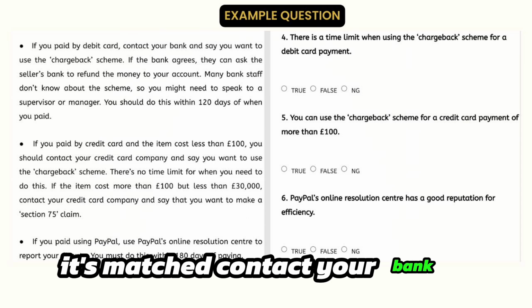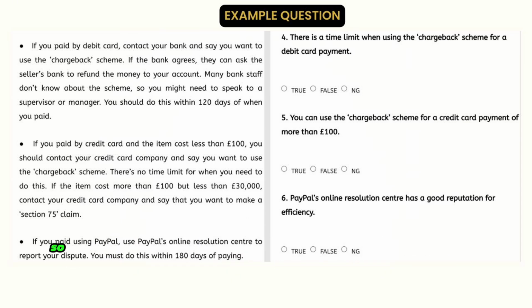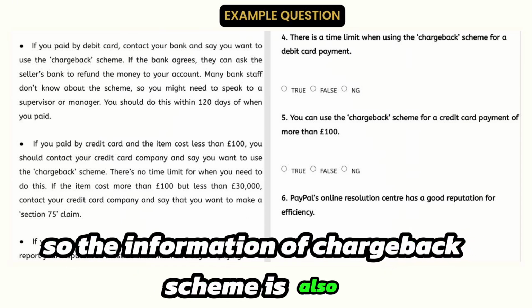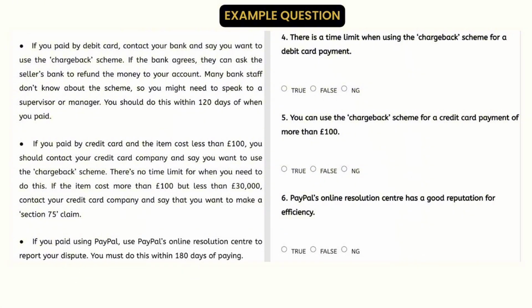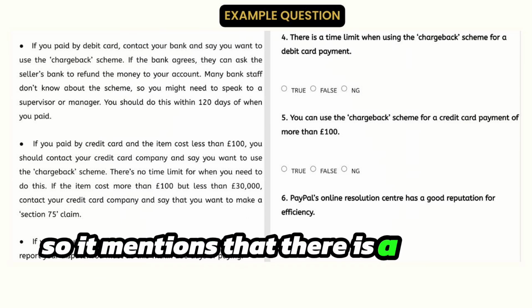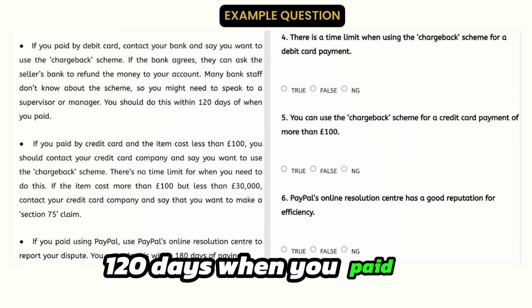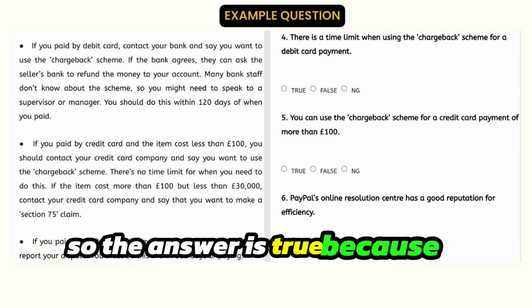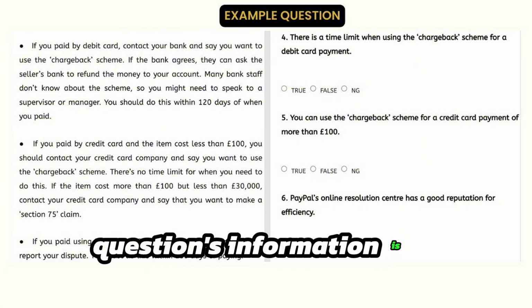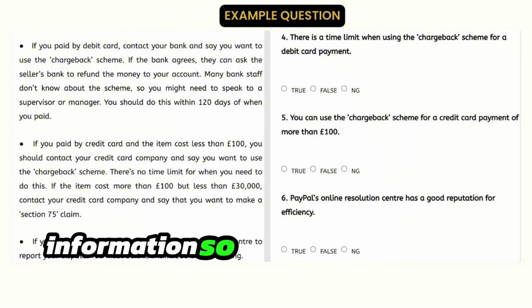Contact your bank and say if you want the chargeback scheme. So the information on the chargeback scheme is also matched with the question statement and the paragraph statement. And if the bank agrees, they can ask the seller's bank to refund the amount. Many bank staff don't know about the scheme, so you might need to speak to a supervisor or manager. You should do this within 120 days of when you paid. So it mentions that there is a time limit of 120 days. The question is demanding the same. So the answer is true because the question's information is matching with the passage information.